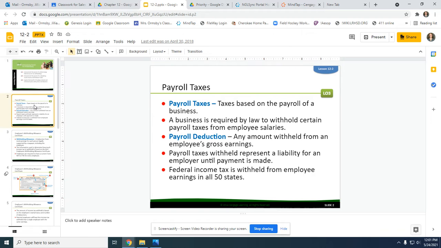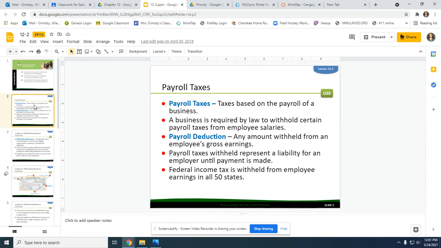So up until this point in 12.1, we learned about how to calculate the gross wages, or basically everything that an employee is entitled to prior to any taxes being withheld. You, as the person responsible for payroll, need to remove the payroll taxes from the employee's paychecks so that they can pay them to the government.